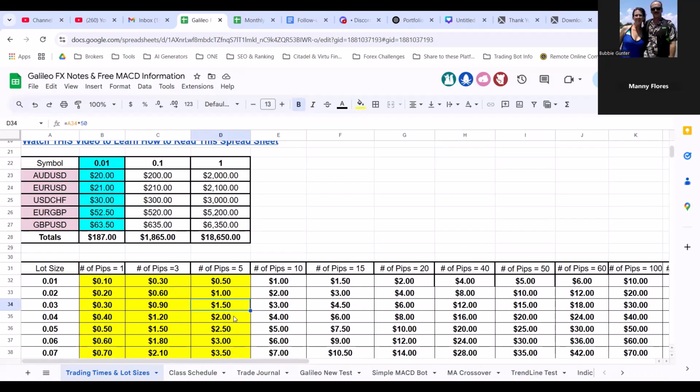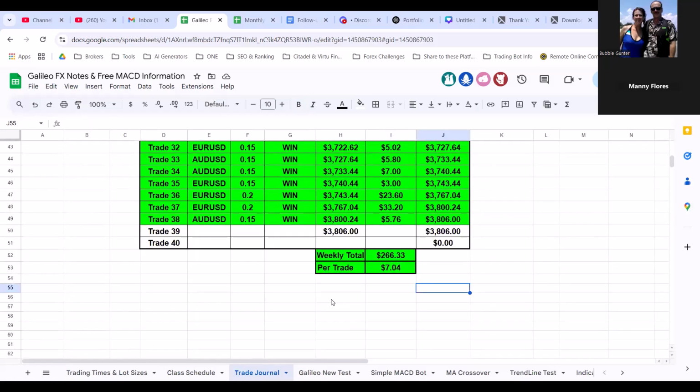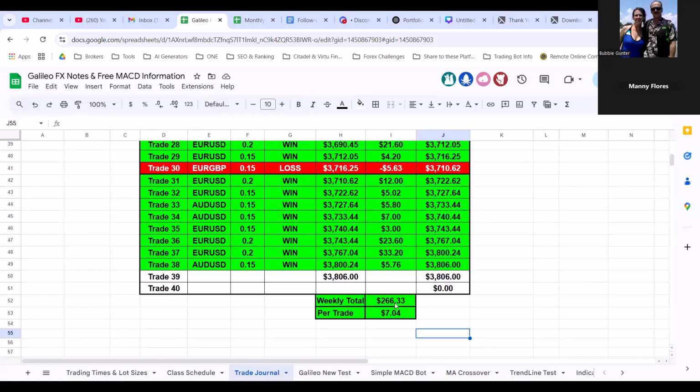And I've been able to do that now all week long, and I broke my record. Oh, you did? Take a look at $266.33 for this week. This week? Wow.